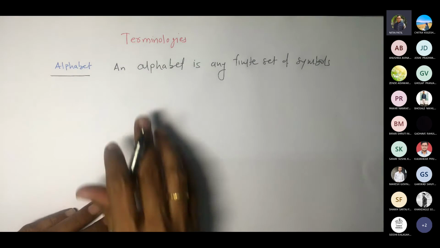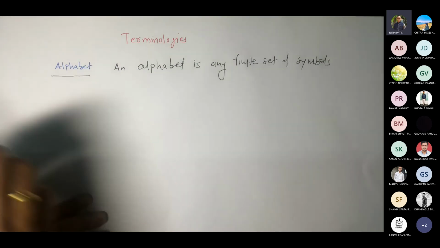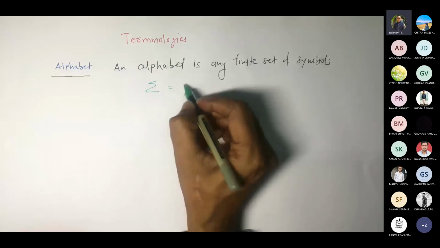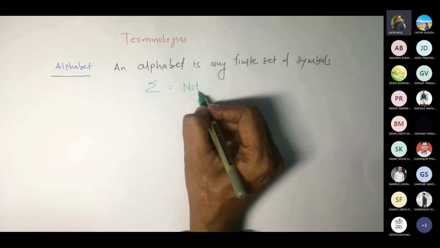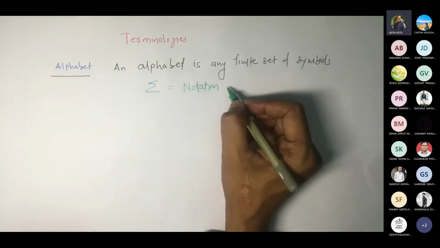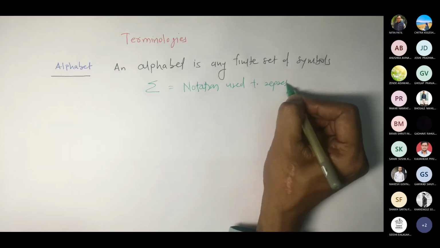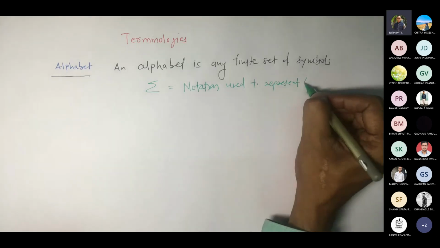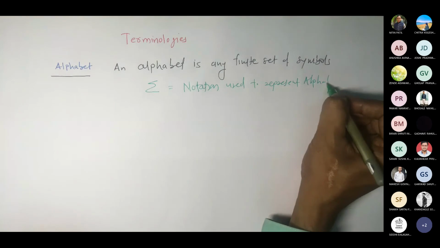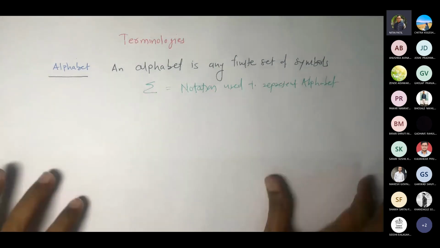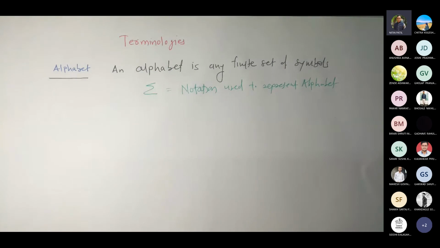To represent this alphabet, we use a notation called sigma. This is the notation used to represent the alphabet. Now, using this alphabet, we can create something called a string.